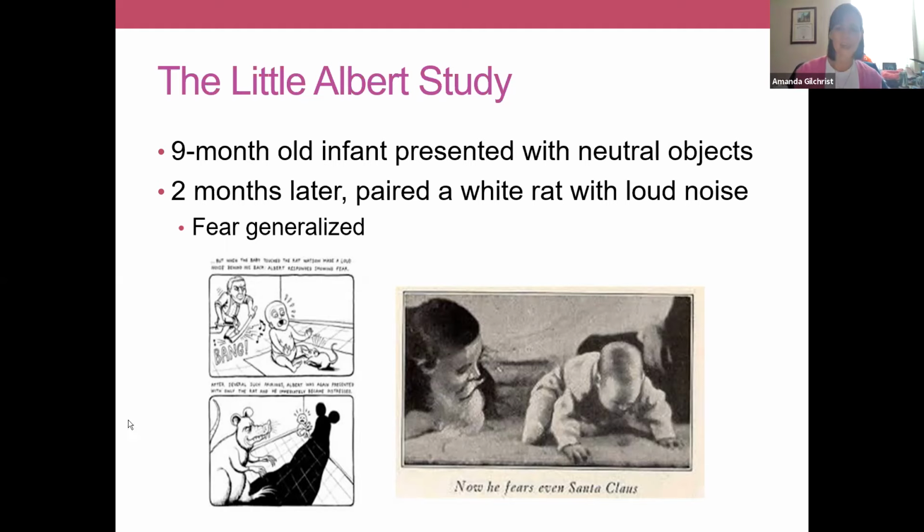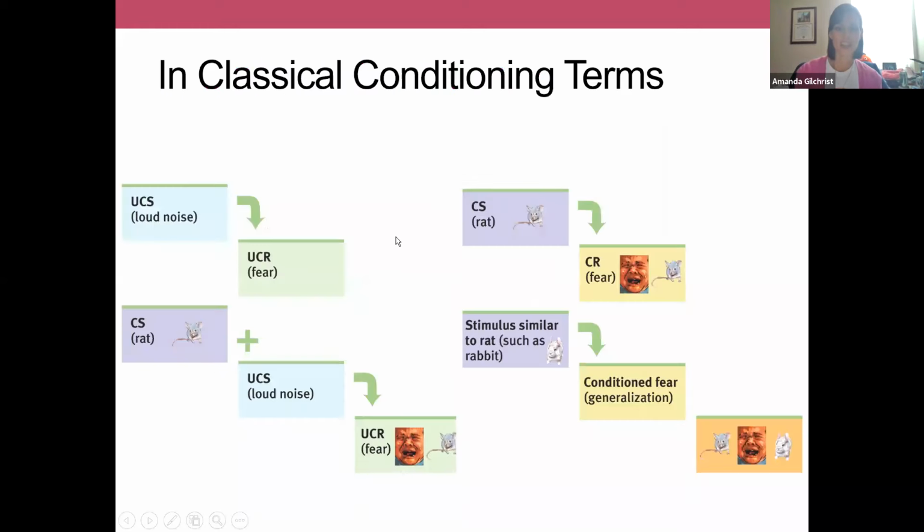So let's go ahead and break this down into classical conditioning terminology. So prior to our conditioning, we have our rat, which is basically functioning as our neutral stimulus. And eventually, we're going to want it to be our conditioned stimulus. So we have our unconditioned stimulus, which is a loud noise. This produces fear. So when we repeatedly pair a rat with that loud noise, we are going to get fear.